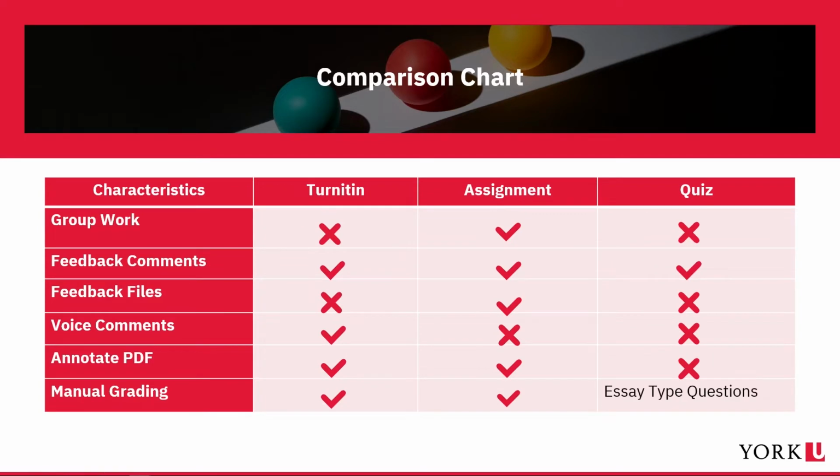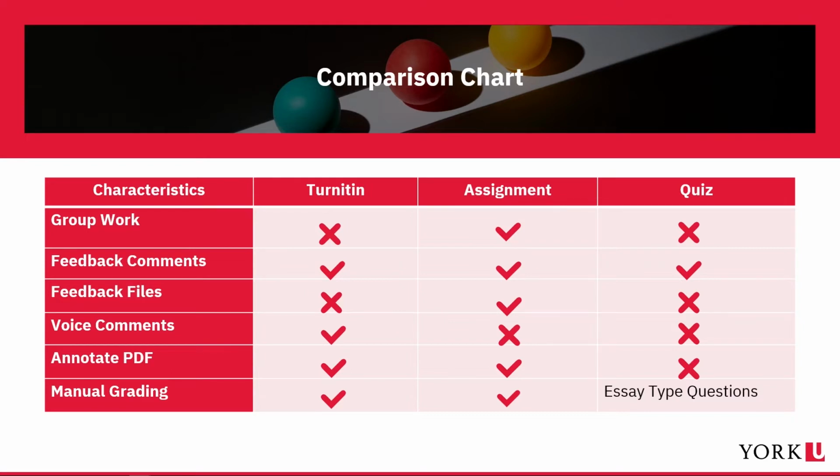And group work is possible in the assignment. If you have a group of students and one of them submits an assignment, the grade and feedback will be given back to all the members of the group. Feedback comments are available on all three activities. This can either be pre-generated or, if the professor decides to generate one on the spot, it is supported by all three. And feedback files are available to the assignment activity. This is like comments, except that the professor can upload a file for the student or students to download.